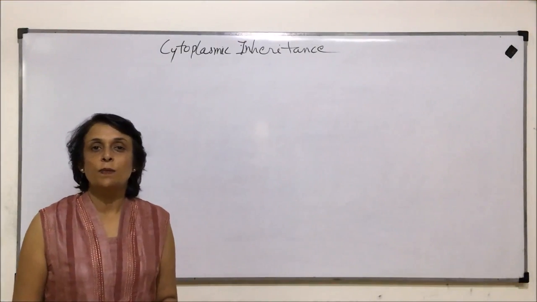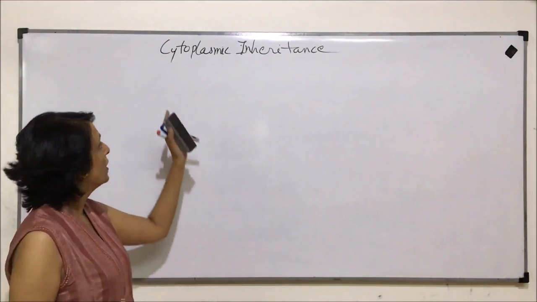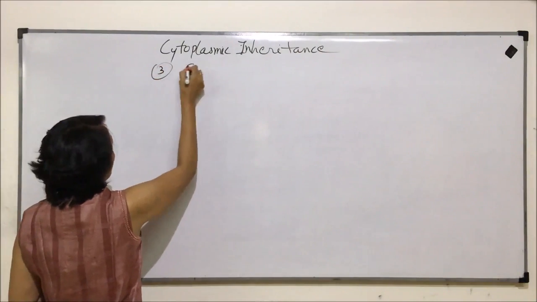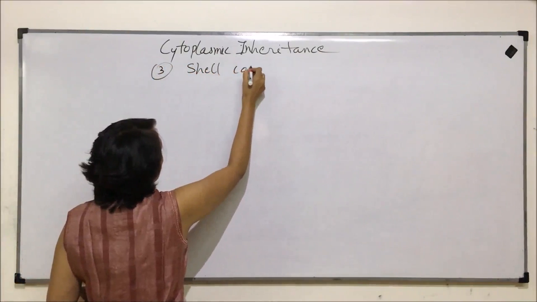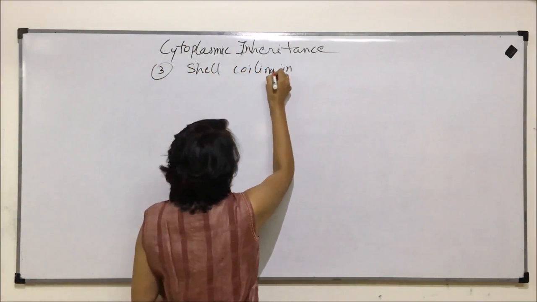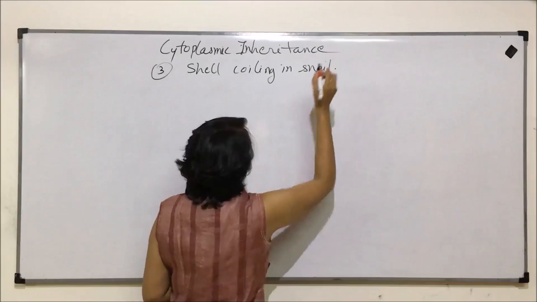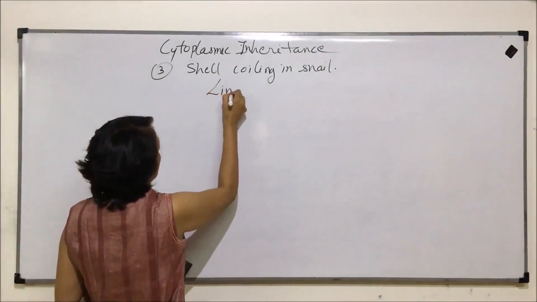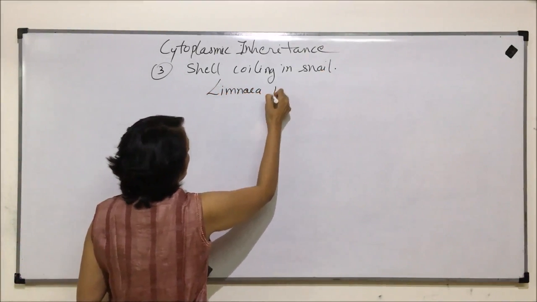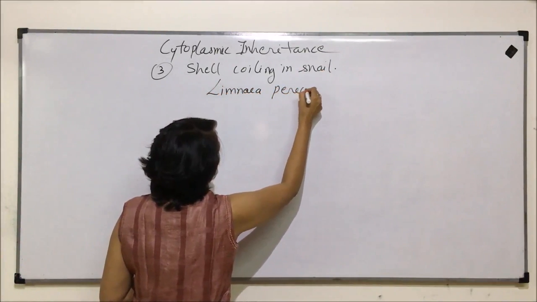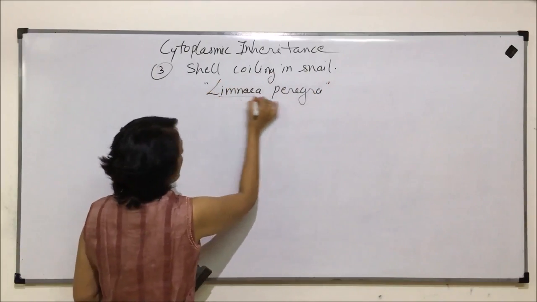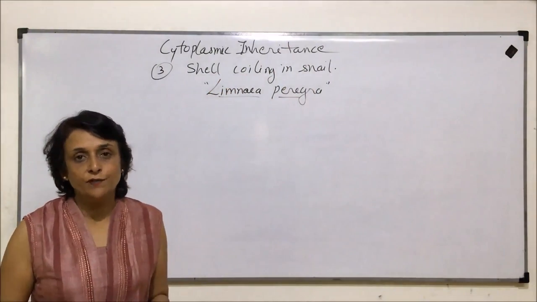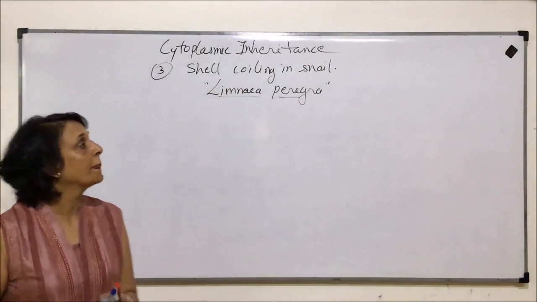In this video, we'll talk about the third example to understand cytoplasmic inheritance, and that is shell coiling in snails. The snail in which this shell coiling was studied was Limnaea peregra. Now, we will give it a name after we discuss a few more things.